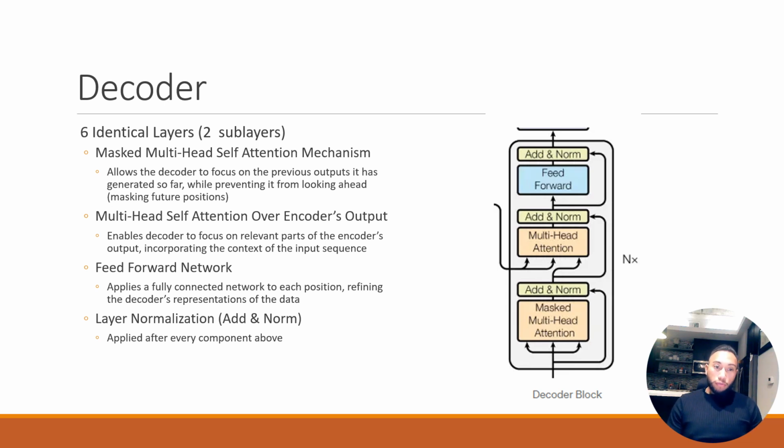Next, you again have the feed-forward network layer, which applies a fully connected network to each position, refining the decoder's representation of that data. And for all three components here, you have the normalization layer, which is again depicted as add and norm, and it's applied after every component above, as we can see on the top right-hand side.